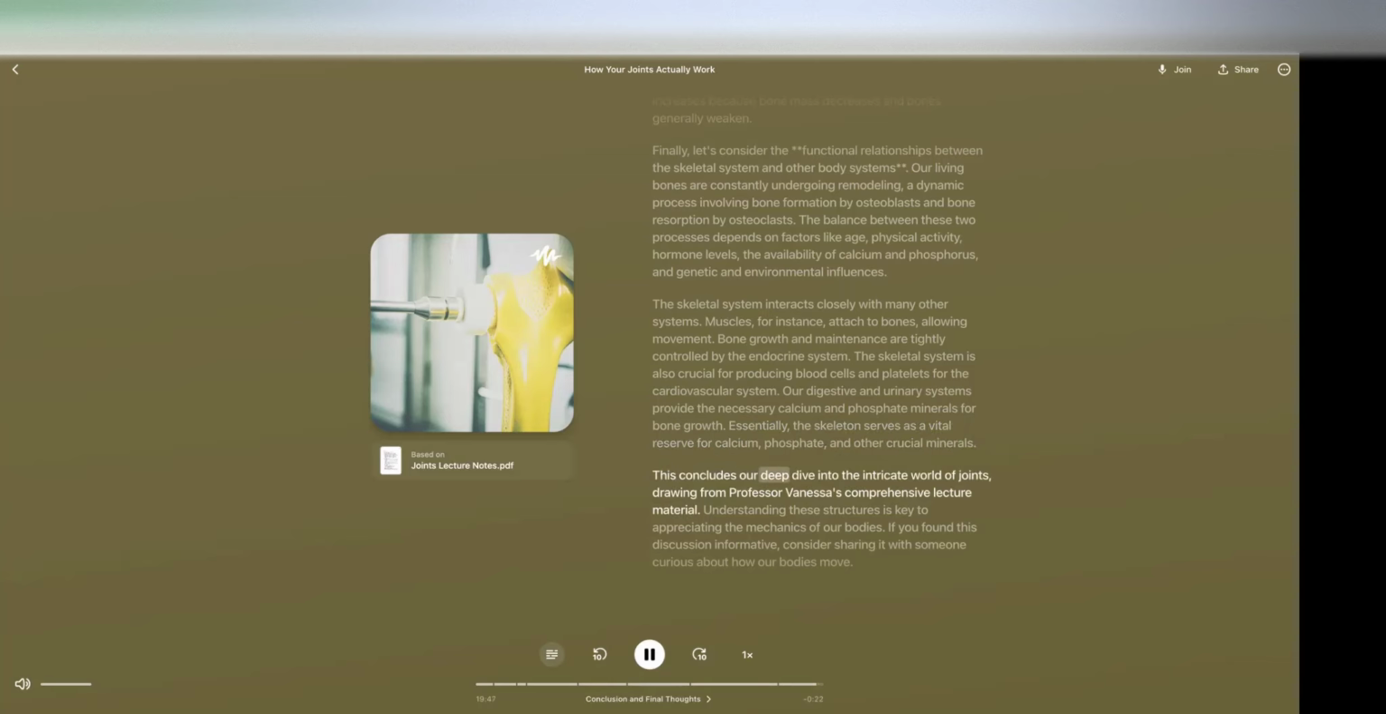This concludes our deep dive into the intricate world of joints, drawing from Professor Vanessa's comprehensive lecture material. Understanding these structures is key to appreciating the mechanics of our bodies.